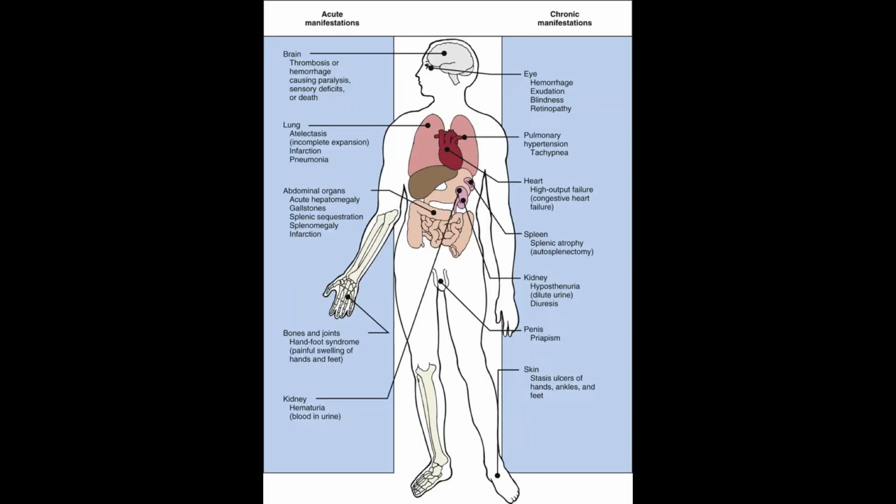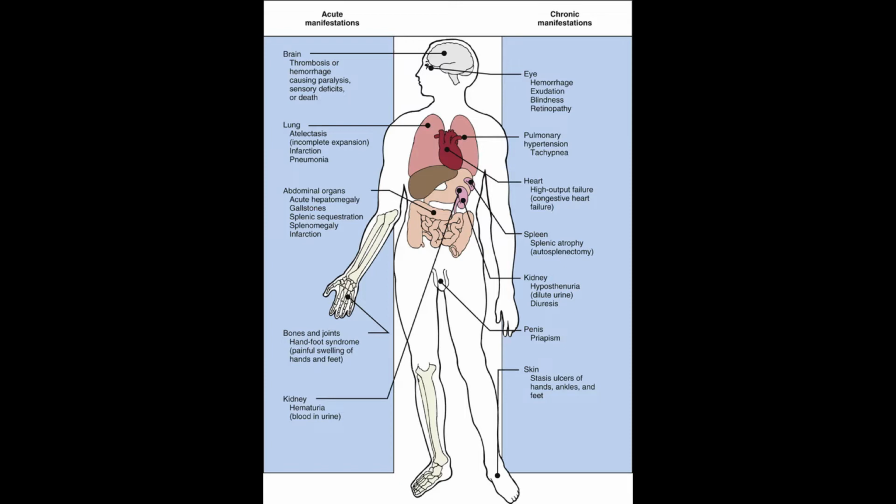So this image shows you the possible manifestations of having anemia. On the left-hand column, we have acute manifestations, and on the right-hand side, we have chronic manifestations when you have had anemia for longer than 3 months. All right, there can be issues with your brain with acute manifestations, such as thrombosis or hemorrhages causing paralysis, or sensory deficits. These are to watch out for in your massage clients, or death. Hopefully they're no longer your massage client.